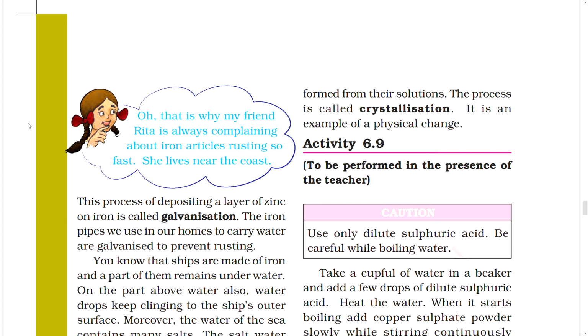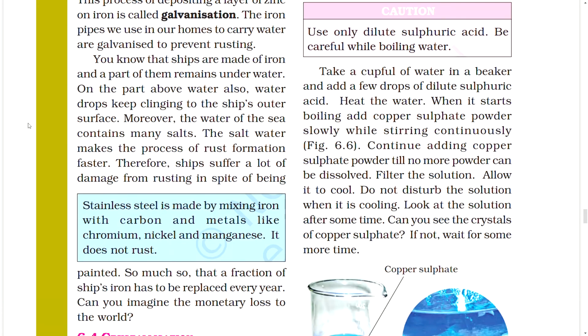Activity 6.9. To be performed in the presence of the teacher. Caution: use only dilute sulfuric acid. Be careful while boiling water. Take a cupful of water in a beaker and add a few drops of dilute sulfuric acid. Heat the water. When it starts boiling, add copper sulfate powder slowly while stirring continuously. Continue adding copper sulfate powder till no more powder can be dissolved.